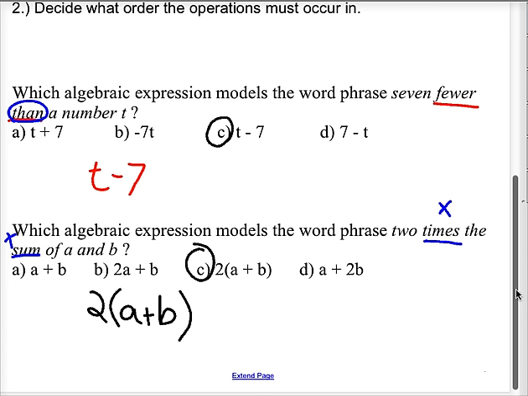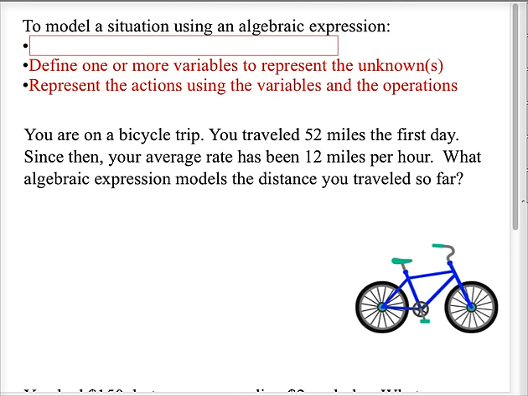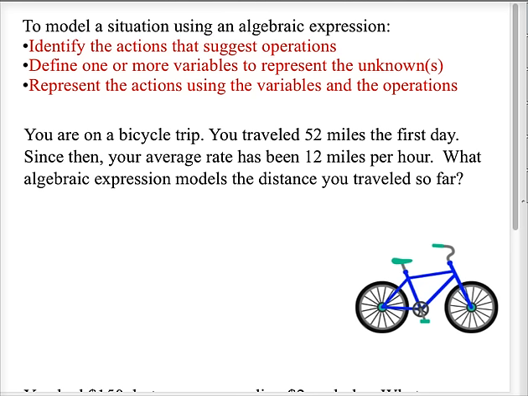All right, so let's flip the page to model a situation using an algebraic expression. Identify the actions that suggest operations. So kind of the first step we did in the last one, okay? Then you want to define one or more variables to represent the unknowns and represent the actions using variables and the unknowns. All right, so kind of wordy. However, let's take a look at what it means.